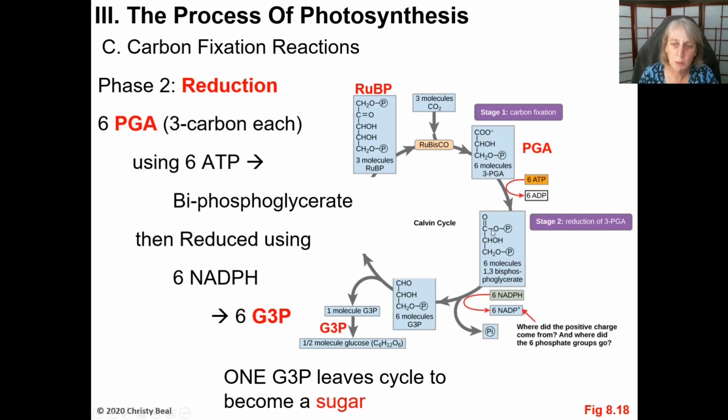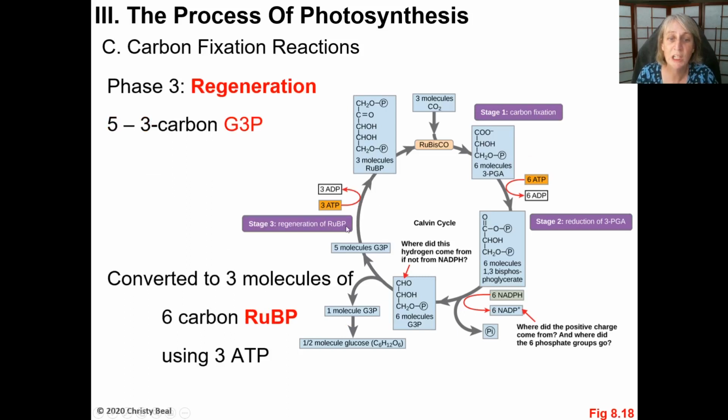We reduce PGA into G3P. We actually make 6 molecules of G3P. It's a 3-carbon molecule with a phosphate stuck to it. One of those G3Ps goes on to become sugar. There's another cycle down here that we're not learning. 5 of those G3Ps continue and are regenerated. With a little bit of phosphorylation, they're regenerated into our RuBP that we started with.